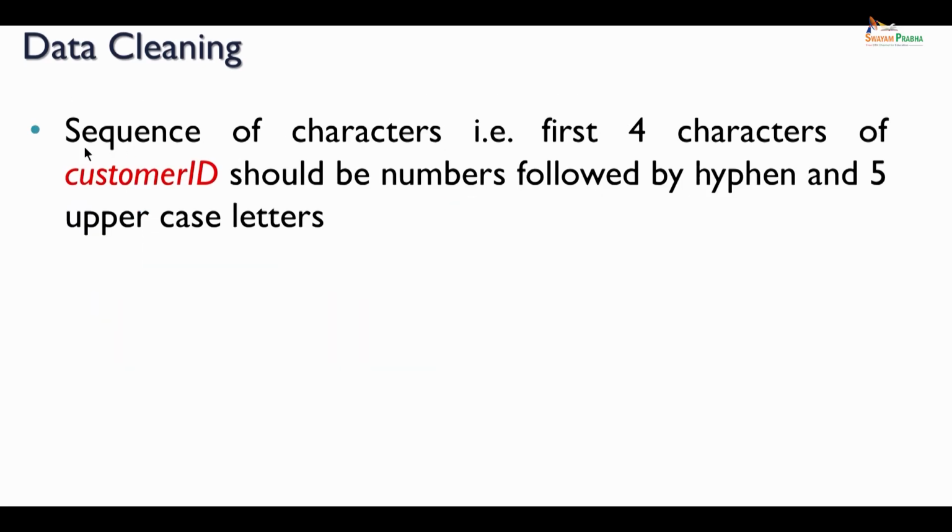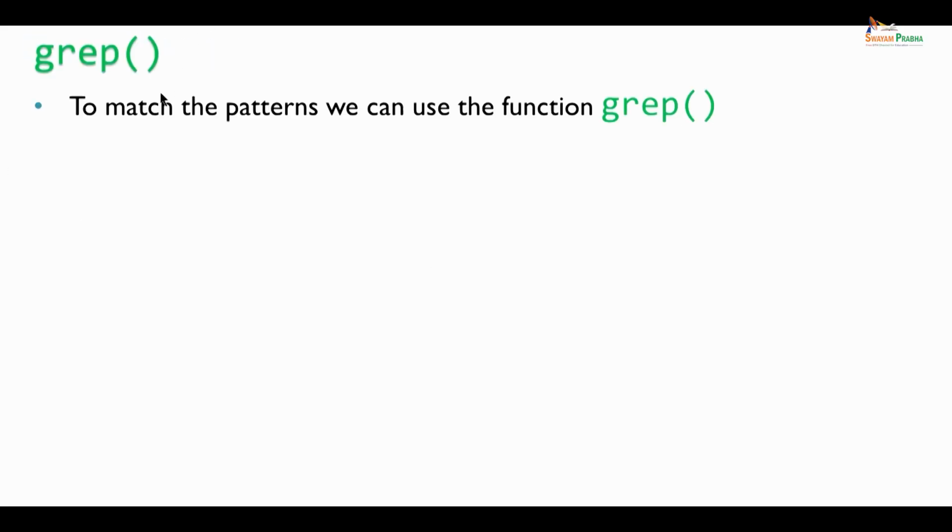So, in our customer ID, the sequence of characters, that is first 4 characters of customer ID should be numbers, followed by the hyphen and 5 uppercase letters. This is the pattern that we have got from the customer ID. To extract that information from the customer ID, we are going to use the function called grep. This will be used to match the patterns.